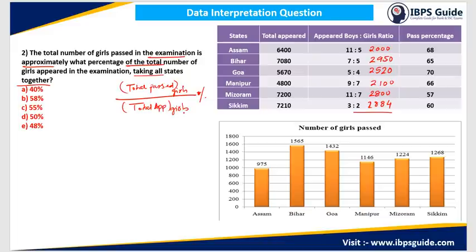So let's now find out the total girls who have passed. So this is your 900, this is 1500 plus 1400, so 2900 and 1100. So 2900 plus 100 is 3000 plus 1000 is 4000. 4000, this is 1200, so 5200 plus 1200 is what? 6400. 6400 plus 900, so 6400 plus 900 is what? 7300.